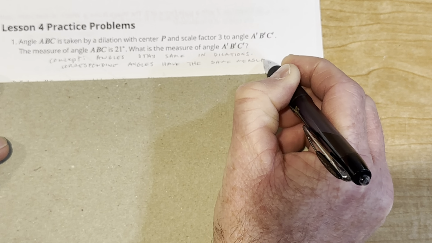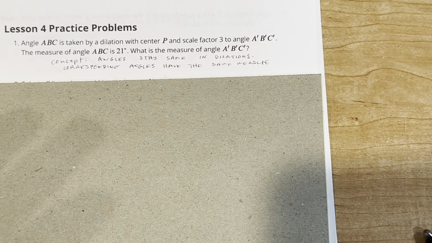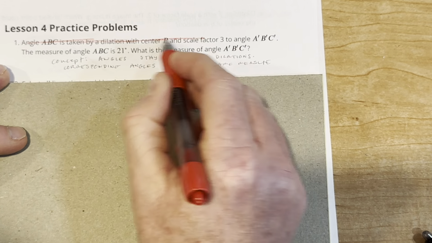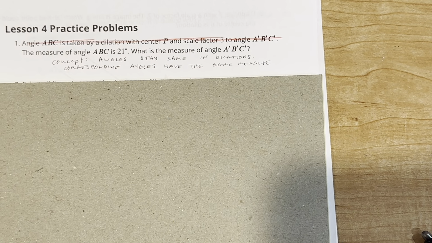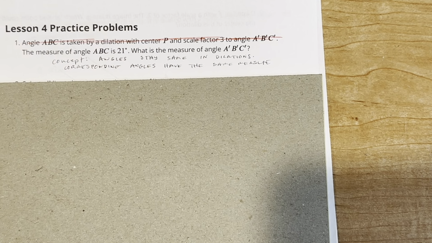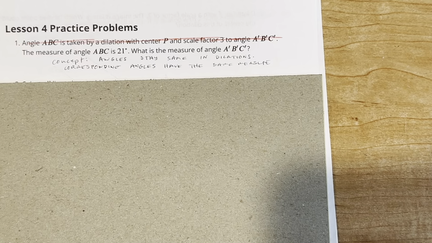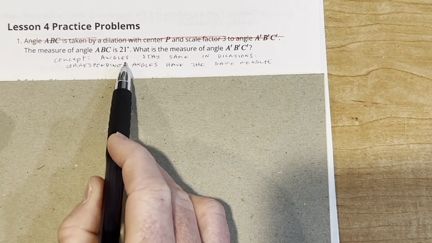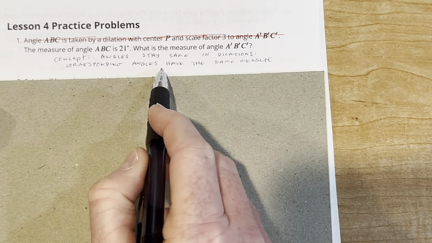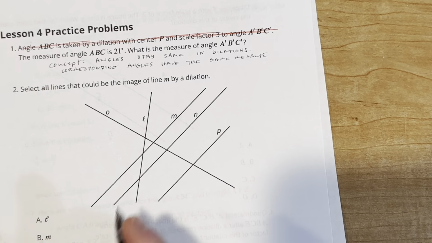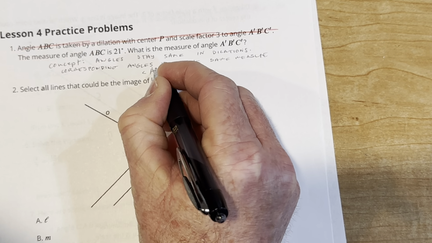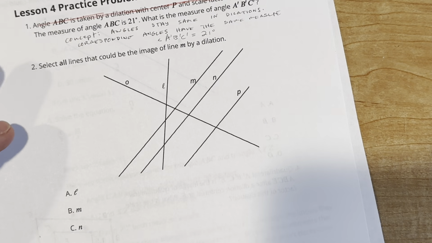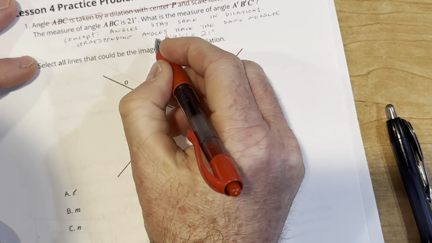So you can pretty much disregard this whole first sentence. I mean, sure, you need to know that A prime, B prime, C prime is the image and ABC is the pre-image. You can easily tell that by the primes, but this is so easy. Because angles stay the same in dilations and corresponding angles have the same measure, you're just gonna simply say that angle A prime, B prime, C prime also equals 21 degrees. That's simple. So that's your final answer.